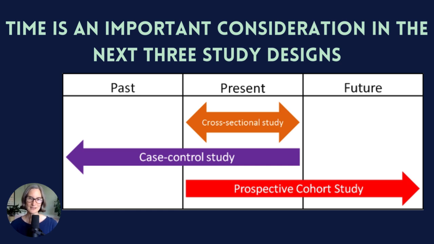The next three study designs I'm going to talk through, time is a really important consideration. And so, actually, I think seeing this table will help you get your head around some of those. So, if we're talking about a cross sectional study, that's really to do with the present. Case control studies tend to be looking backwards to the past, so retrospective. And then prospective cohort studies tend to be looking forward to the future, so they're prospective or longitudinal.